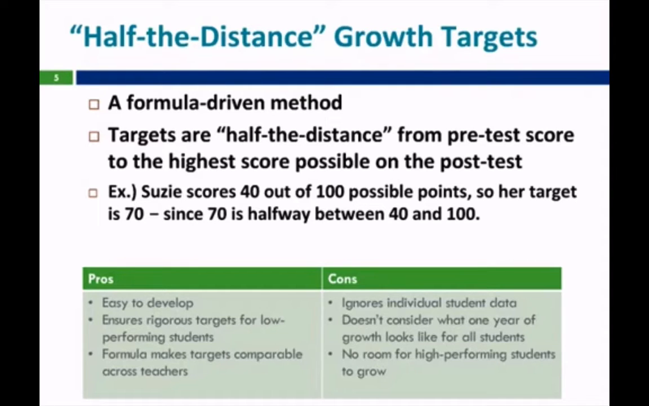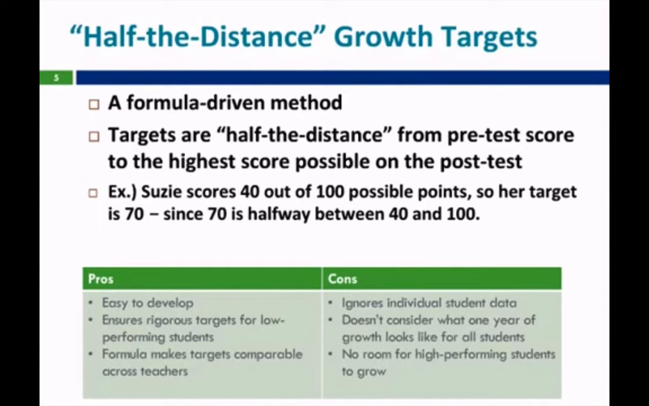Now, of course, there are some cons. You ignore individual student data when you do this. In fact, you could completely ignore baseline data, choose this method, and end up with a set of growth targets at the end of the day. So that's typically not a very strong approach. It doesn't consider what 1 year of growth looks like for all students.